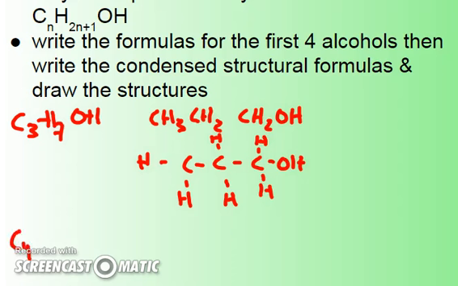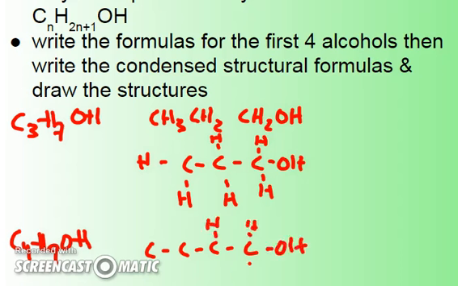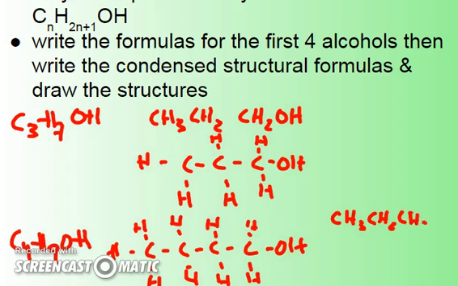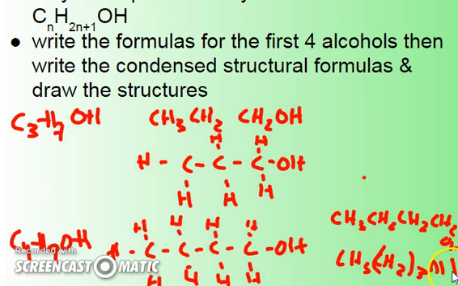And then my butanol, C4, H9OH. It's going to look very similar. 1, 2, 3, 4. My OH here. Fill in my H's. And my condensed structural formula for this is CH3, CH2, CH2, and then CH2OH, and I actually could shorten that up to CH3(CH2)3OH. And either of those is fine, whatever makes more sense to you.